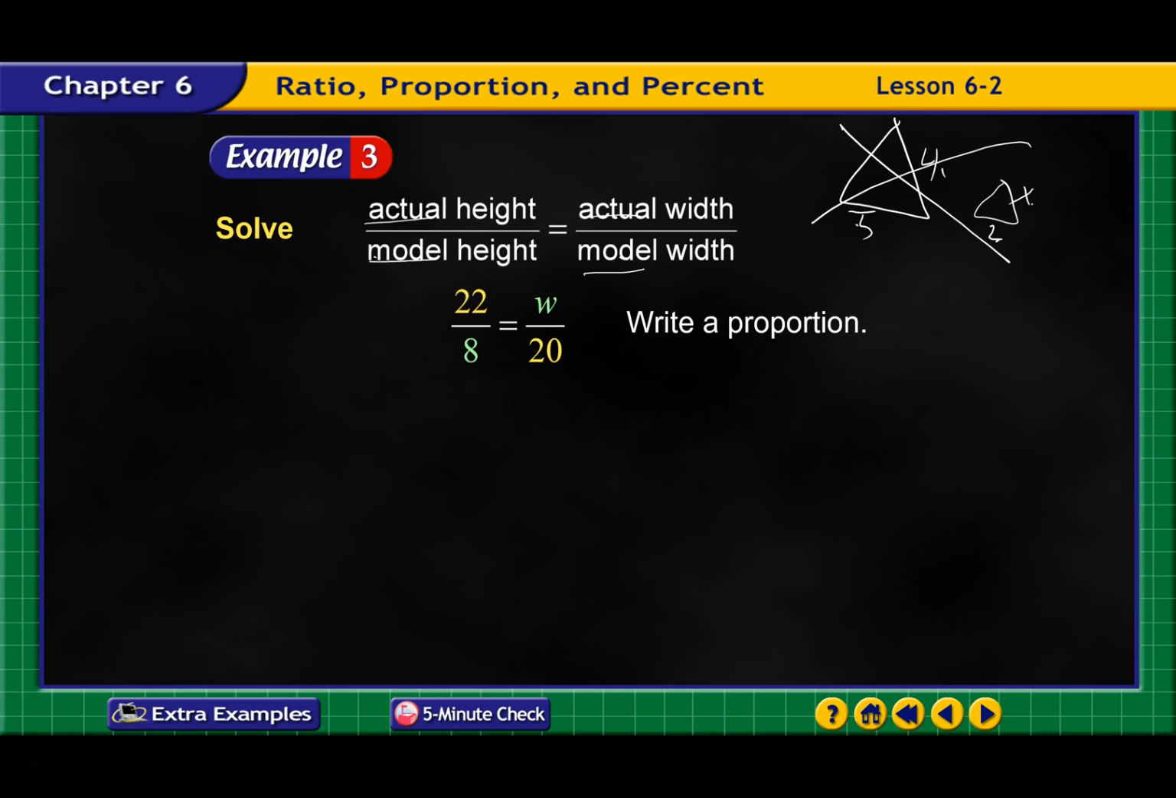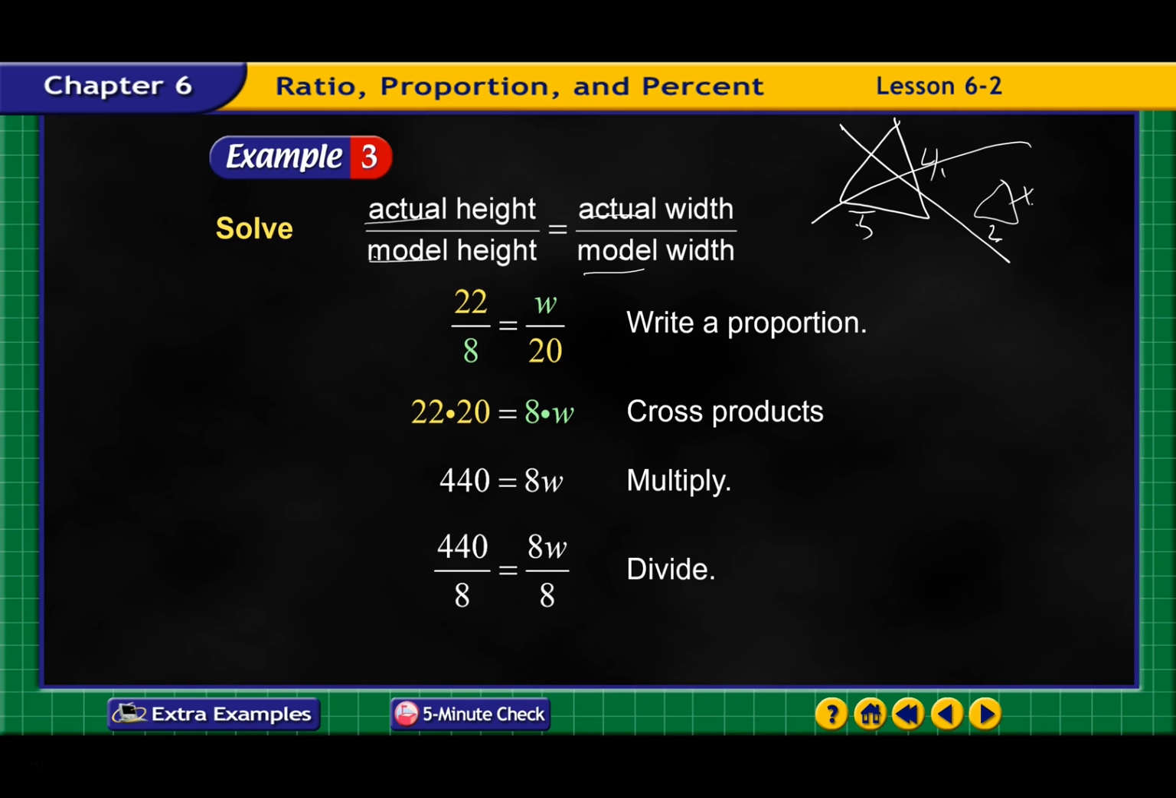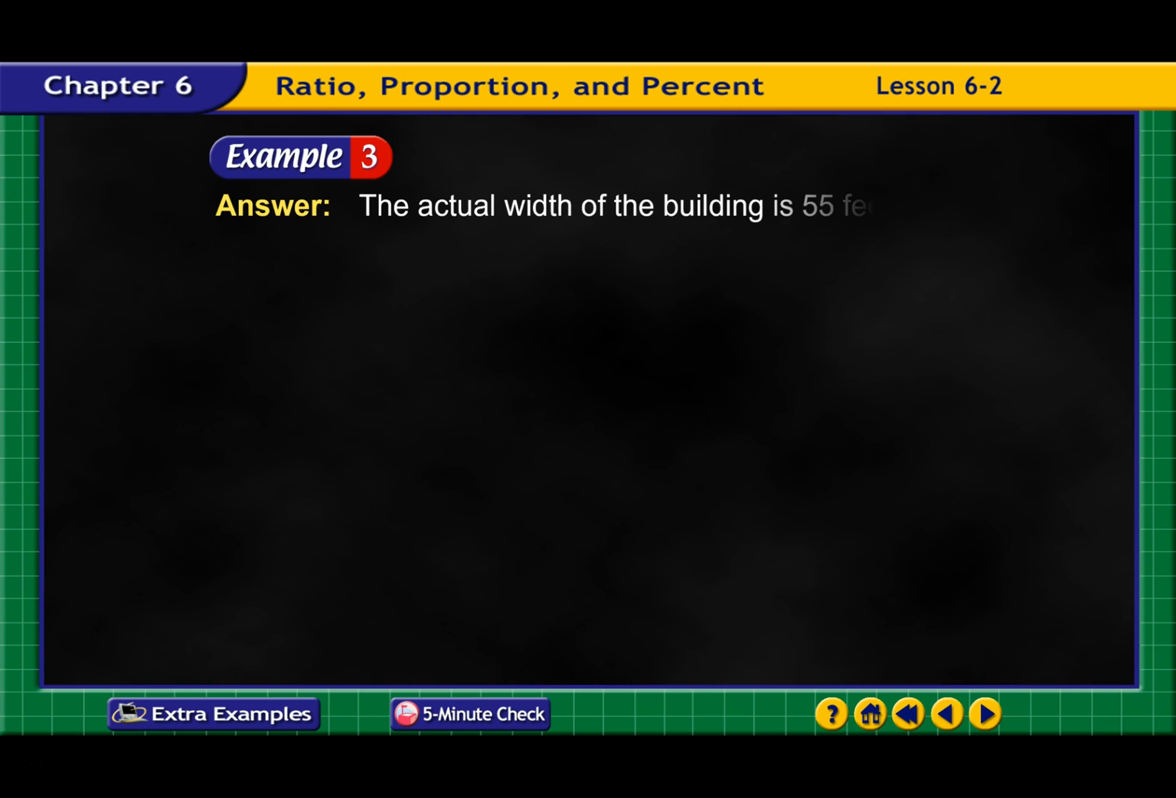All right, so we'd write that out. We know the actual height was 22, the model height was 8. So the actual width is this, and the model's width is this. From here, we can cross multiply, and we can simplify it. Then divide both sides by 8 will give me a width of 55. So my answer is the actual width of the building is 55 feet.